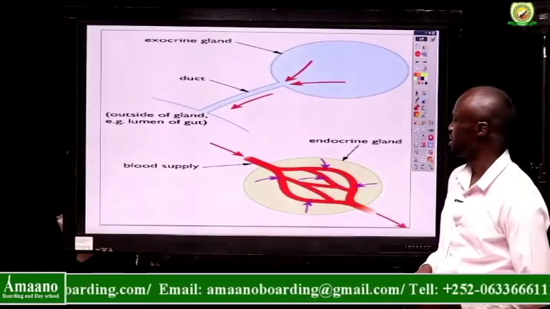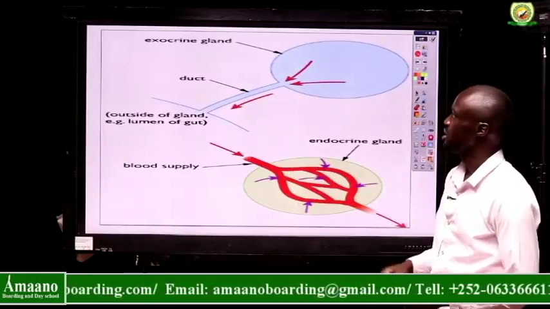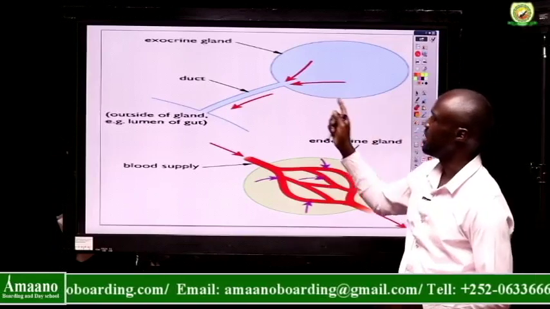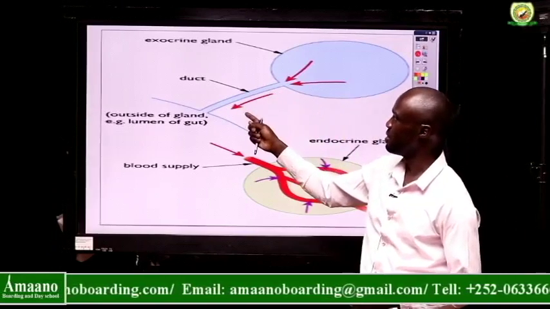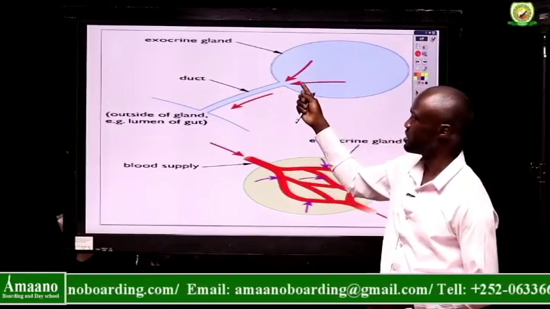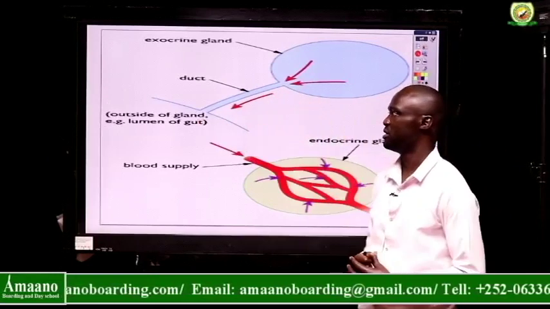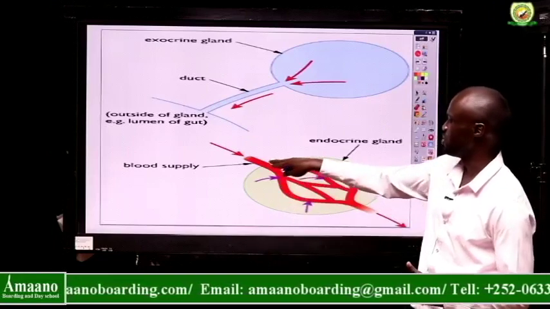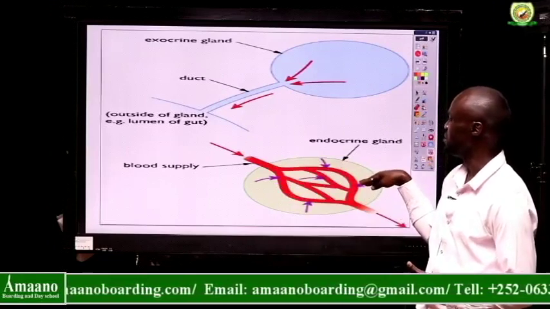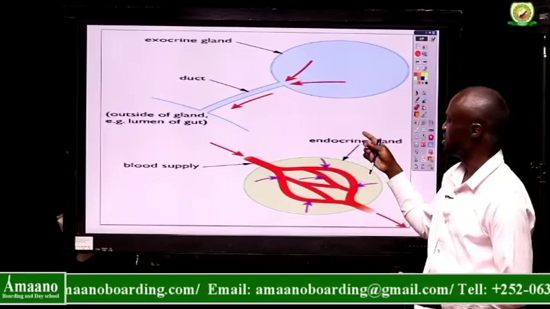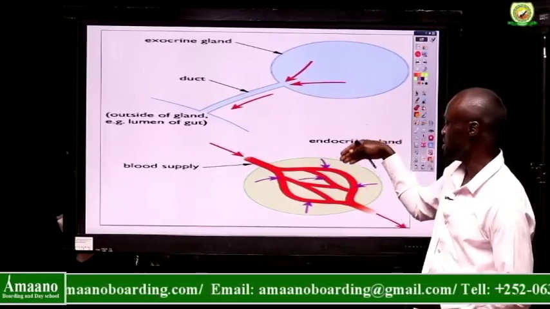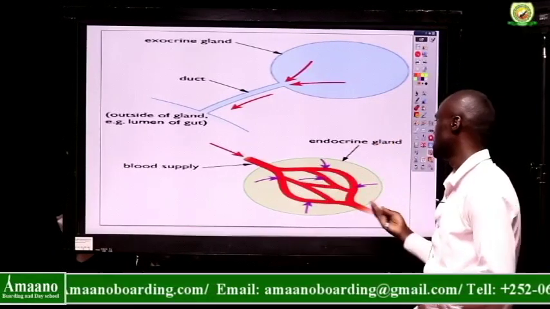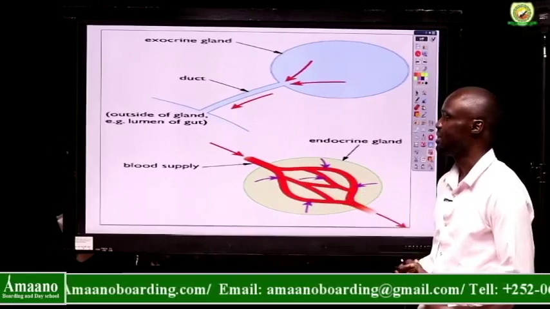So we have this diagram representing a gland. As you can see, this is a gland. Then here we have the duct. You see the arrow. Once the secretion is released, it is carried by the duct up to the target organ. But this is an illustration for an endocrine gland. You can see that it has no ducts. Once the hormone is released, it enters the bloodstream through the capillaries. Blood carries the hormone up to the target organ.